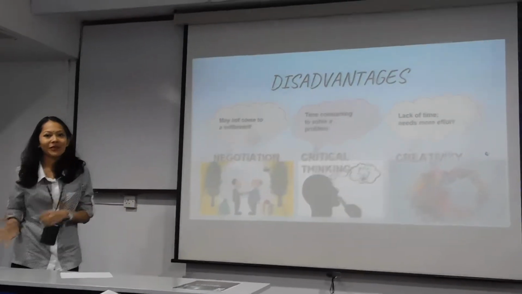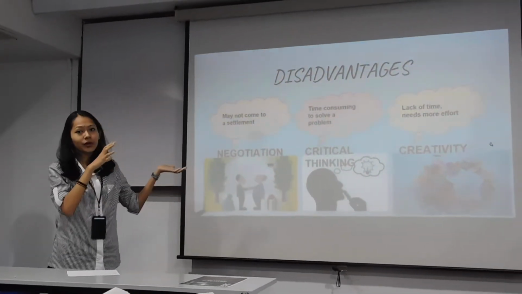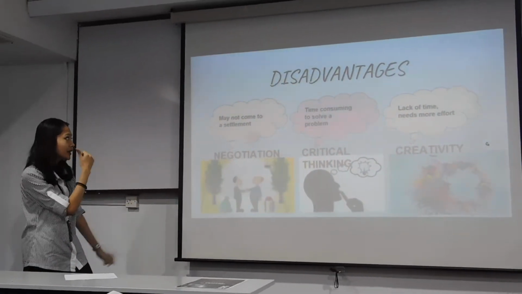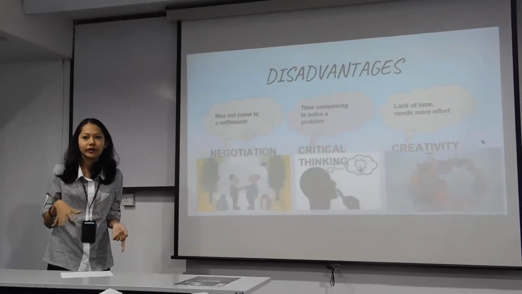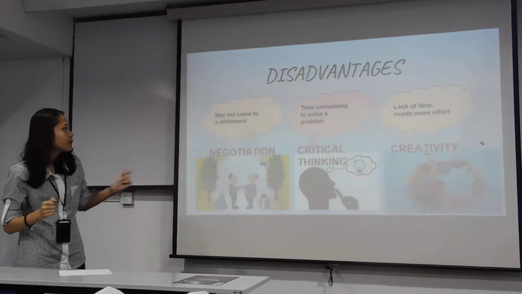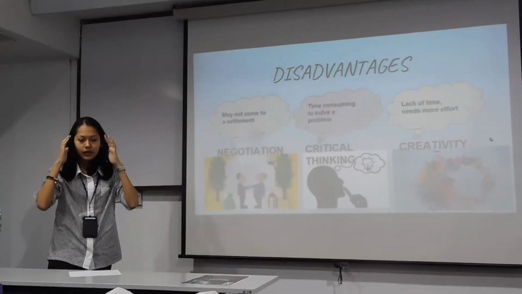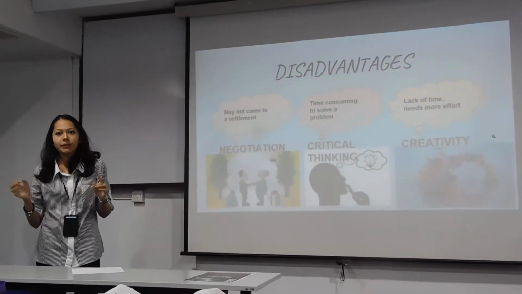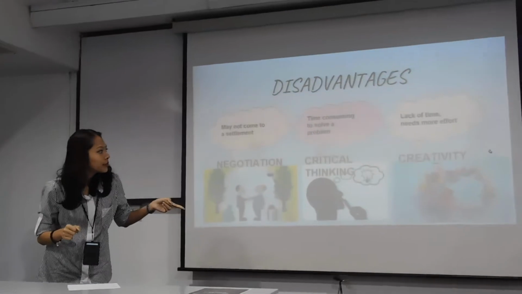Usually we talk about the advantages of the approaches, but for a change, to be creative and unique, I chose to talk about the disadvantages. With negotiation, you may not come to a settlement, as one of the parties needs to give up, tolerate, or compromise to make sure the problem is settled for that moment. For critical thinking, it might take a lot of time to think about how to solve it, and it might be only for the short term. Maybe you have other factors causing problems in the long run.